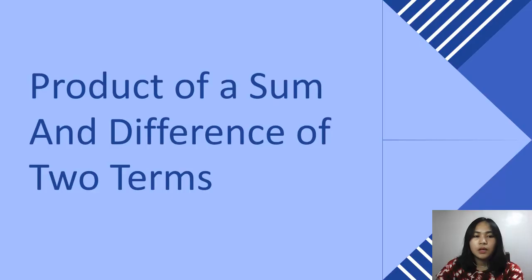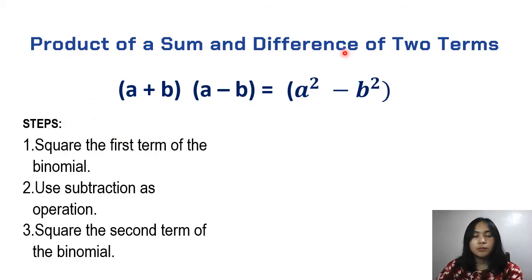Okay? Now we will proceed to the product of a sum and difference of two terms. For the product of a sum and difference of two terms, we'll just remember this form and follow these steps. First, we have to square the first term. So, this is our first term. If the given is in the form a plus b, a minus b, the answer is in the form a squared minus b squared. So, first, we have to square the first term of the binomial. So, it becomes a squared.